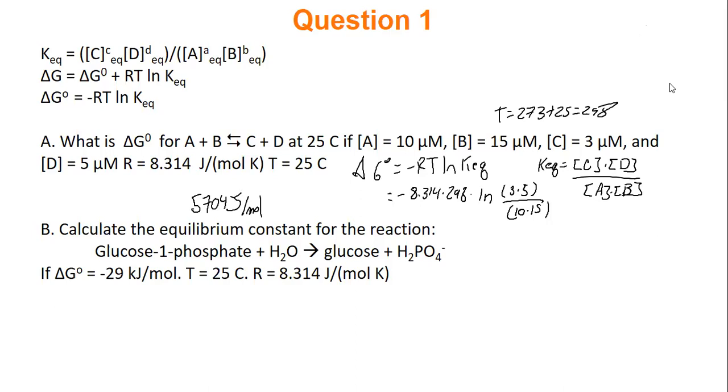Which makes sense that it should be a positive number, because at equilibrium, the concentration of products is less than the concentration of reactants. So non-spontaneous. We don't want to make more products. In fact, we want to make more reactants at equilibrium. So any questions about what I did for A?